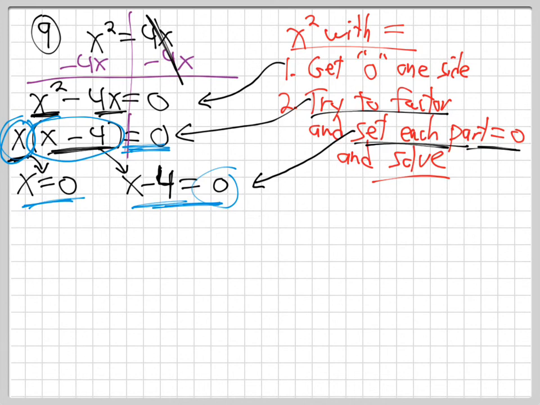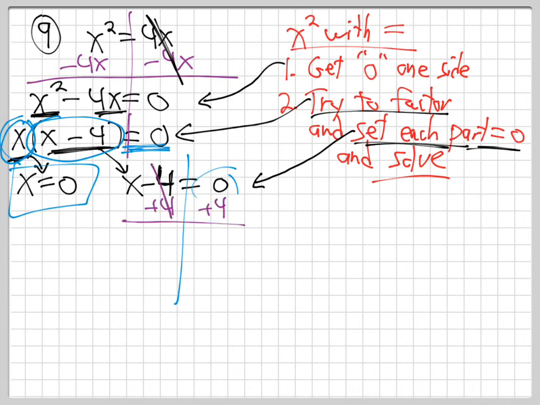See how that's reasonable? Makes sense? If two things multiplied make 0, either one could be 0 to make the product 0. All right, so that's why we do that. Now this one is all done. x is alone. But the other one, x is not quite alone. He's almost alone. What do we do there to finish getting x alone? Add the 4.